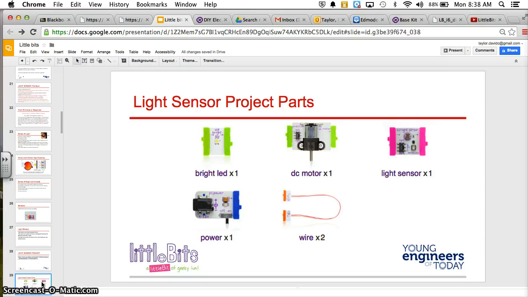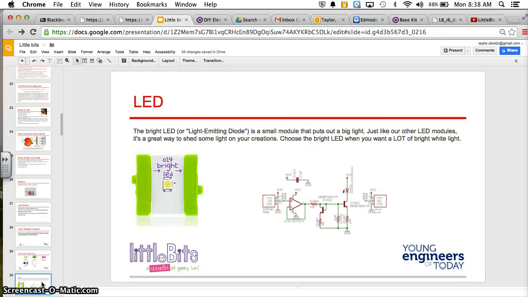These are the parts that you're going to be using: a bright LED, a DC motor, a light sensor, a power, and a wire. The LED is a light-emitting diode. It's a small module that puts out a big light, just like other LED modules. It's a great way to shed some light on your creations.